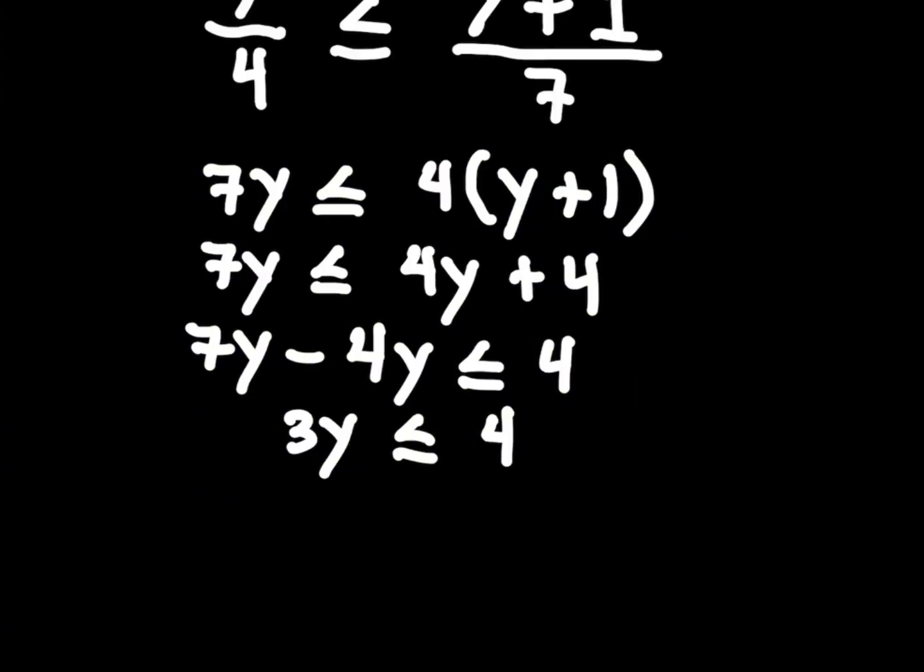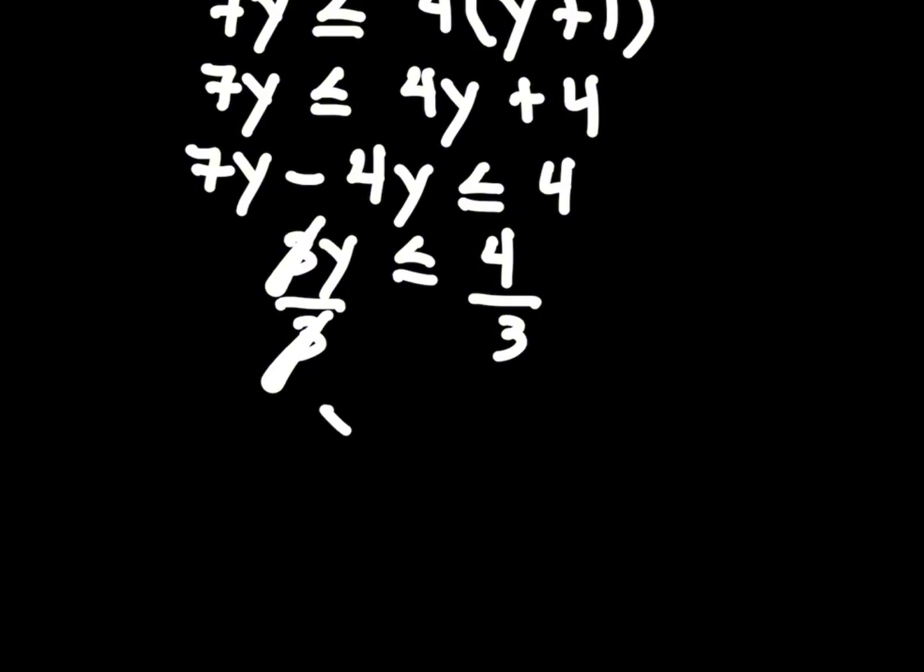Then all you have to do is divide both sides by 3 to get the value of y. So y is less than or equal to 1 and 1/3.